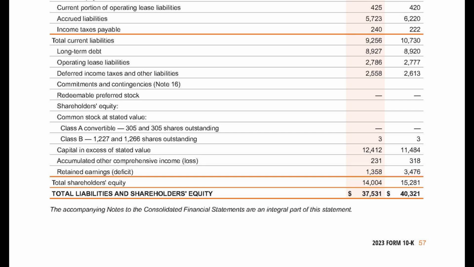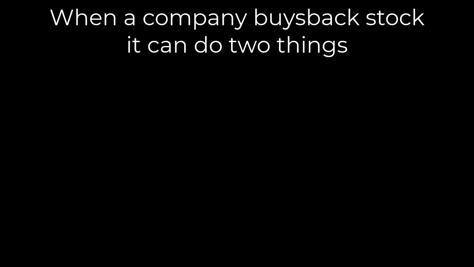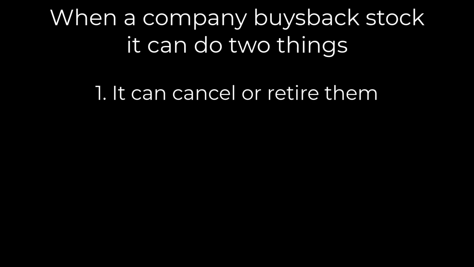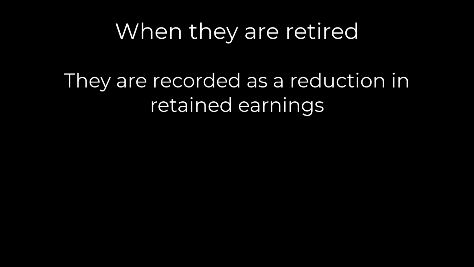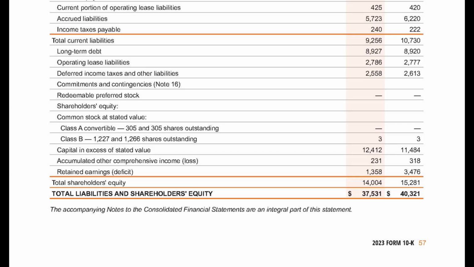So we know Nike has bought back shares. Why doesn't it show any treasury stock? When a company buys back stock, it can do two things with it. It can cancel or retire the shares, or it can hold them for reissue. When they are held for reissue, they will show up as a negative figure for treasury stock, but when they are cancelled or retired, they are just recorded as a reduction in retained earnings. Finally, we have Nike's total shareholder equity, which is 14.004 billion.